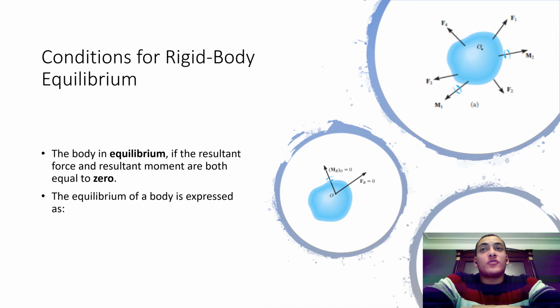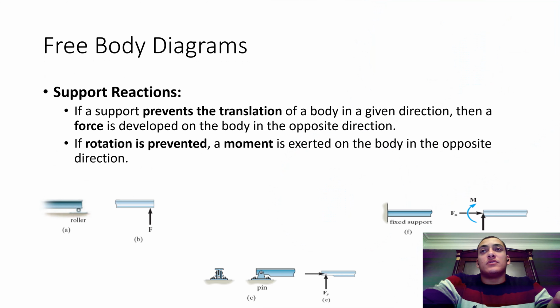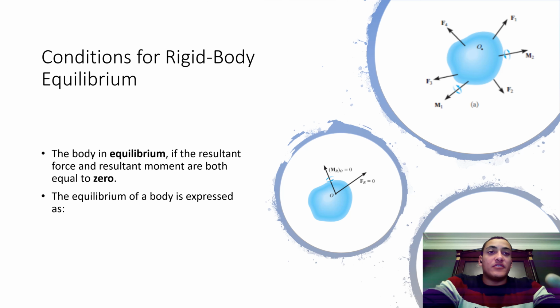So what are the conditions for a rigid body equilibrium? The body is in equilibrium if the resultant force and the resultant moment are both equal to zero. The equilibrium of a body is expressed as in the examples we can see here: F_R = ΣF = 0, and the moment M_R about point O = ΣM_O = 0. As you can see in figure A, there are all of these forces and moments, and figure B just simplifies them into two.